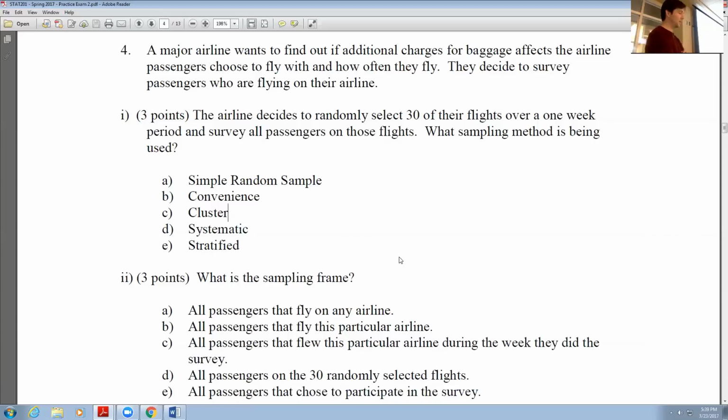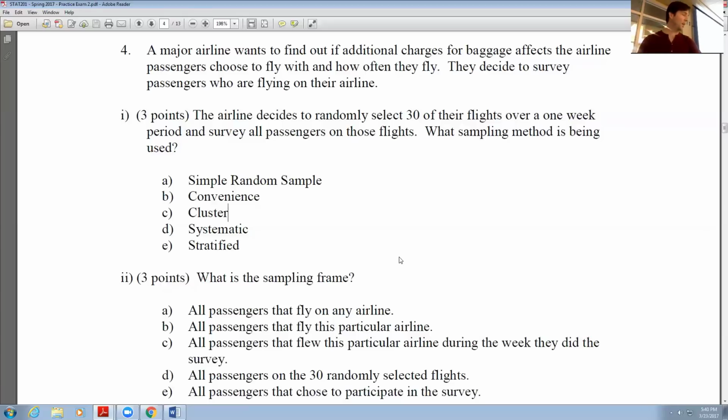They say B or C. B is all passengers that fly this particular airline. C is all passengers that flew this particular airline during the week they did the survey. They're saying B, but it's over the week though. Does someone want to double check the key? Because I'm 99% certain the key is going to say C. It is C on the key. Remember, these are the people we have access to. We're not going to see someone in our sample if they didn't fly during that week. Does that make sense? Yes, good job, onliners.